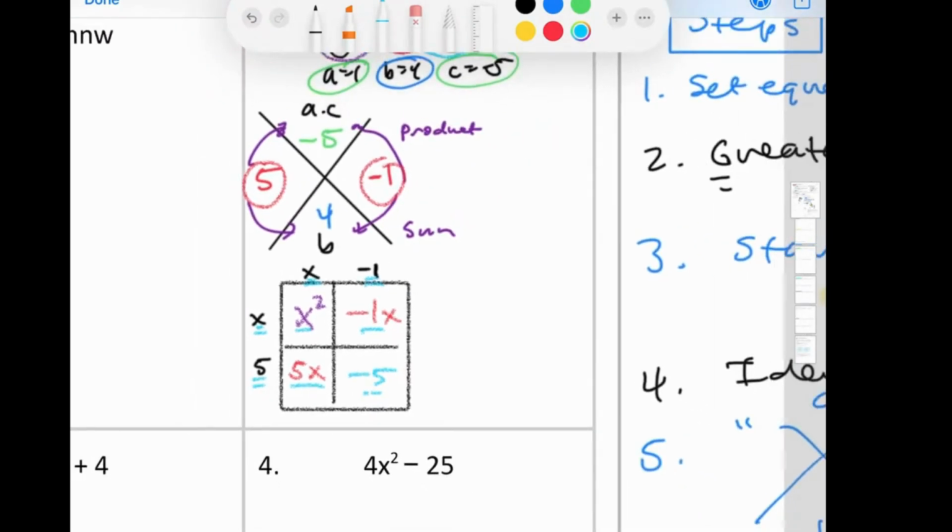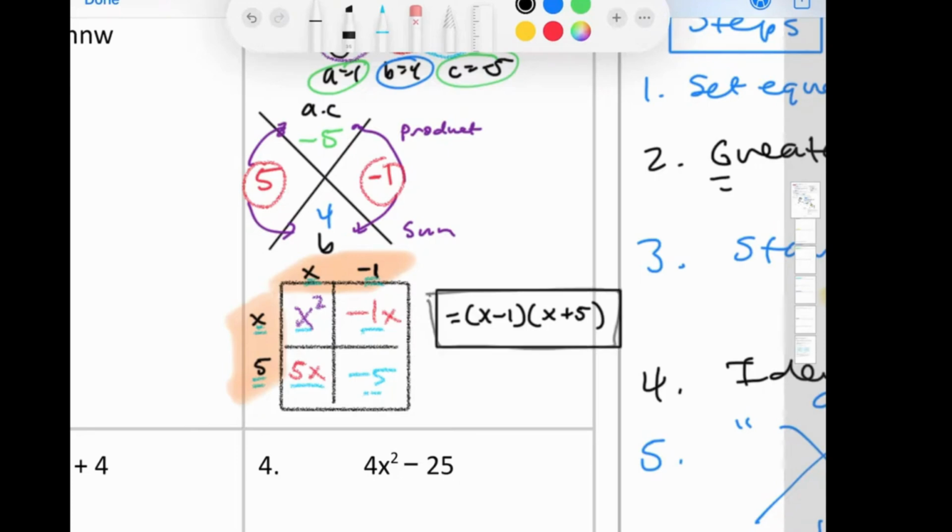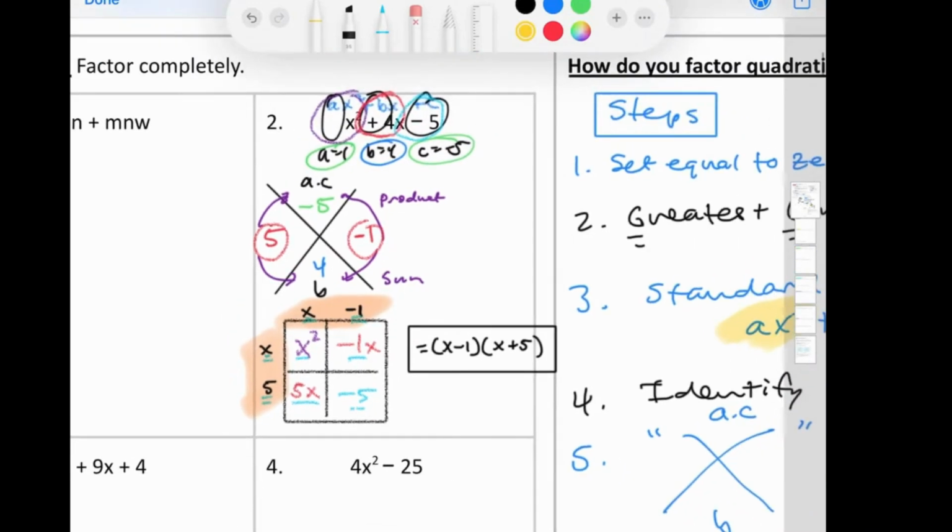Okay, so my two answers are actually out here on the outside. So when you factor that, you will get x minus 1 and x plus 5. Now the order does not matter. So we just factored x squared plus 4x minus 5.